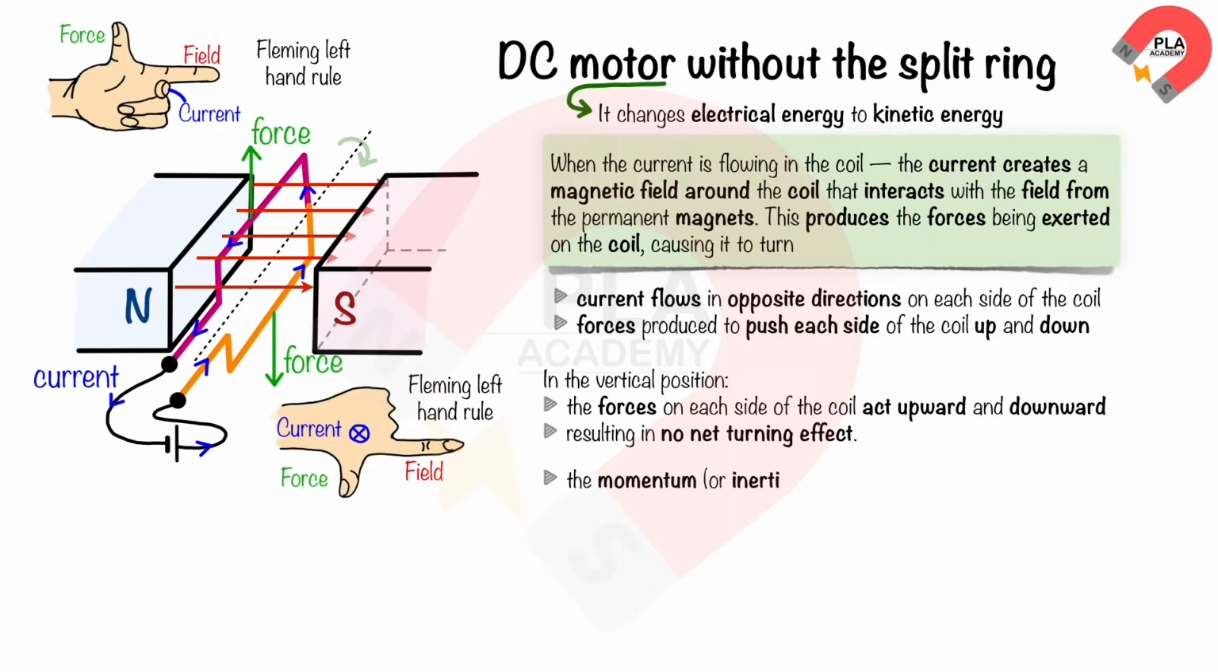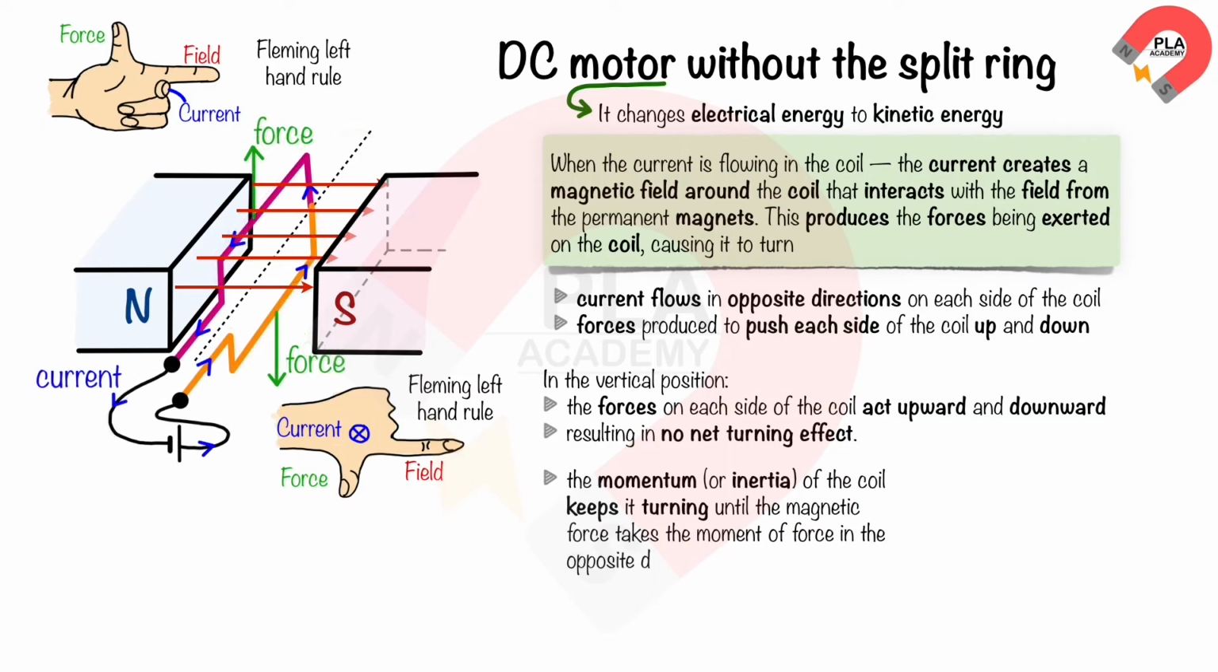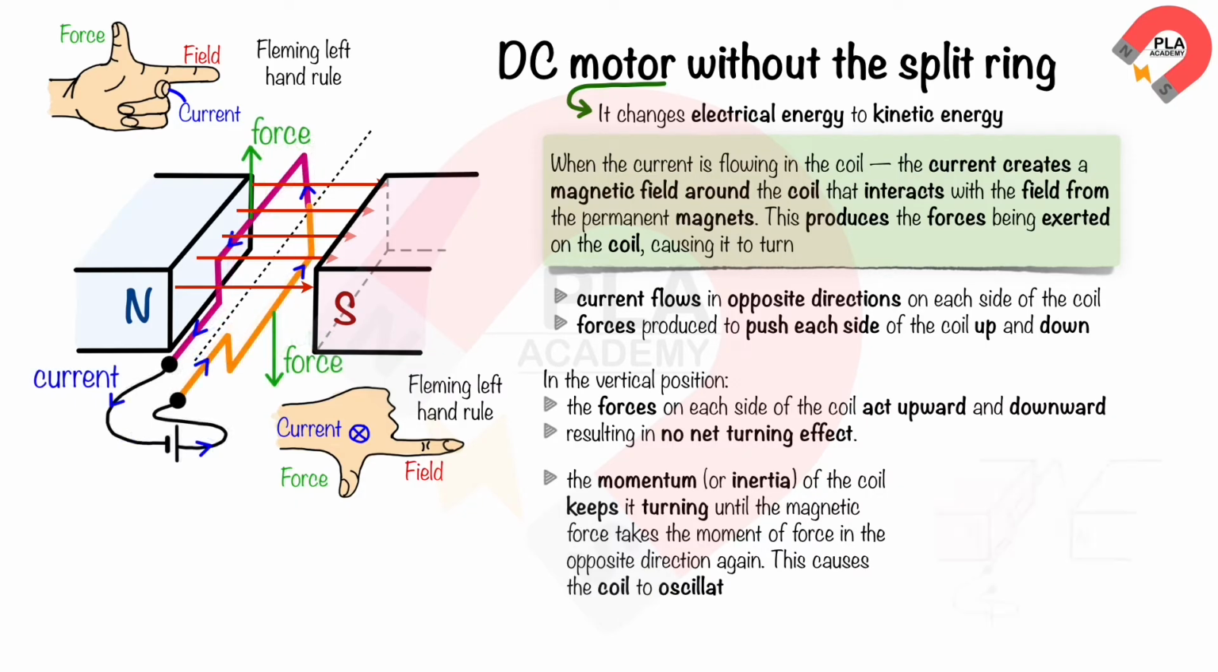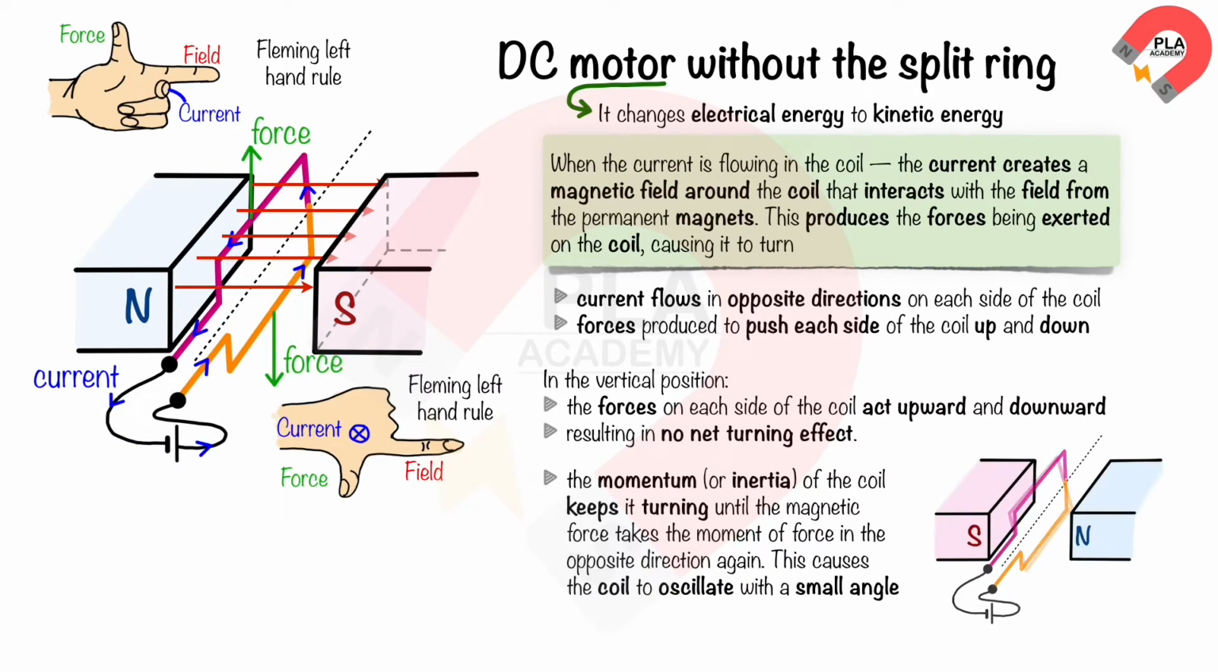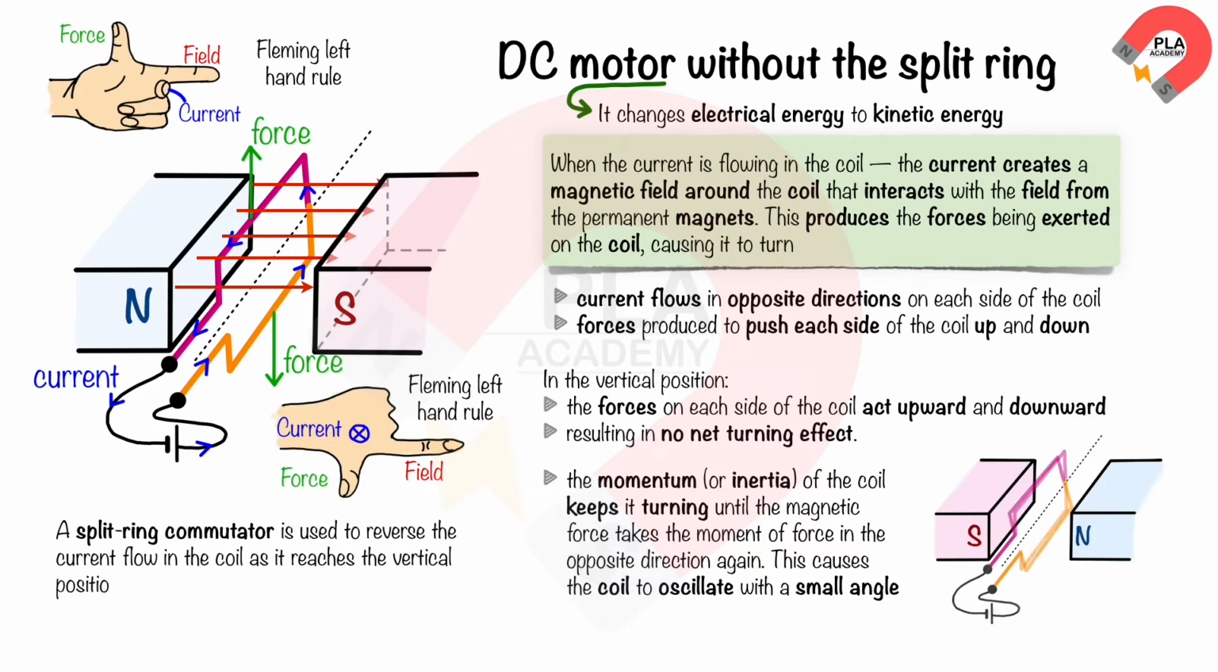However, the momentum, or inertia, of the coil keeps it turning until the magnetic force takes the moment of force in the opposite direction again. This causes the coil to oscillate with a small angle. To prevent this and ensure continuous rotation in one direction, a split ring commutator is used. This device reverses the current flow in the coil as it reaches the vertical position, effectively changing the direction of the magnetic forces and pushing the coil to continue rotating.